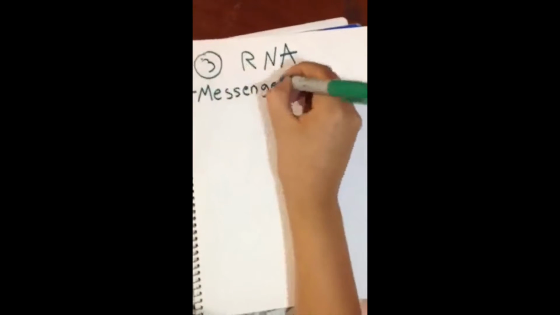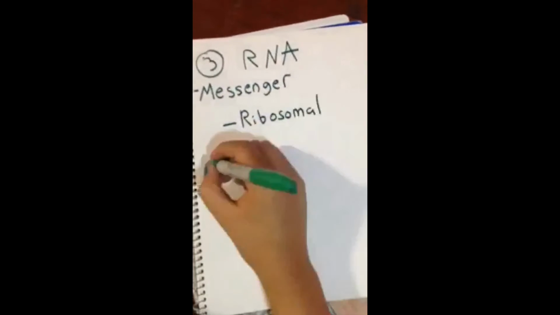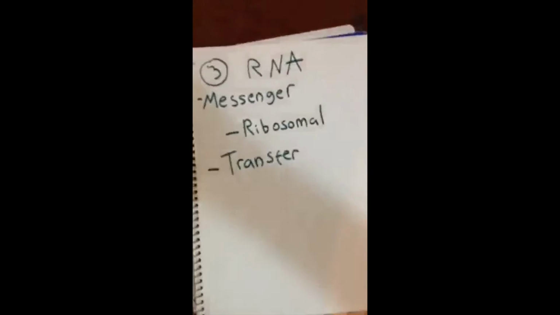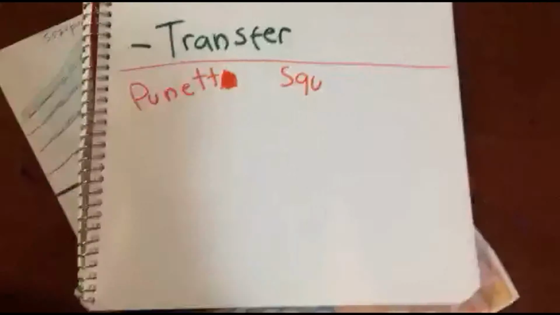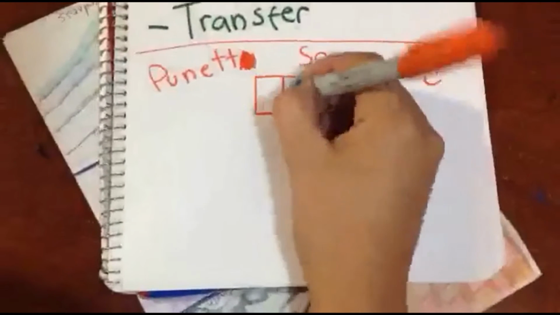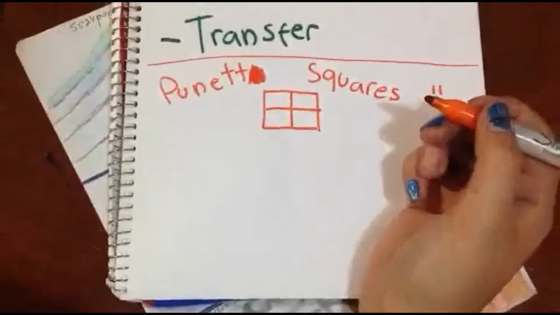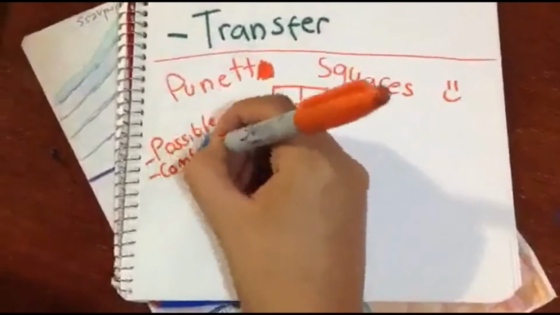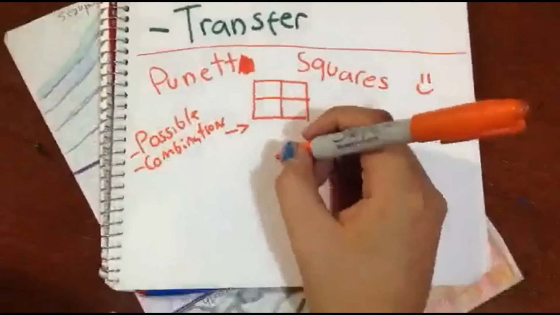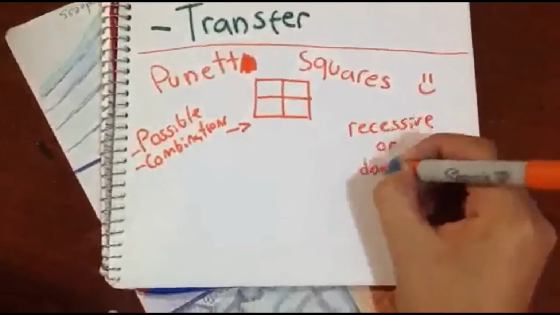Punnett squares. Punnett squares are used to predict the possible offspring of a cross between two genotypes. This makes it easier to keep track of the possible genotypes involved in a cross, like the probabilities of an offspring having certain traits inherited from the parents. It's a visual summary of the possible combinations of the alleles.